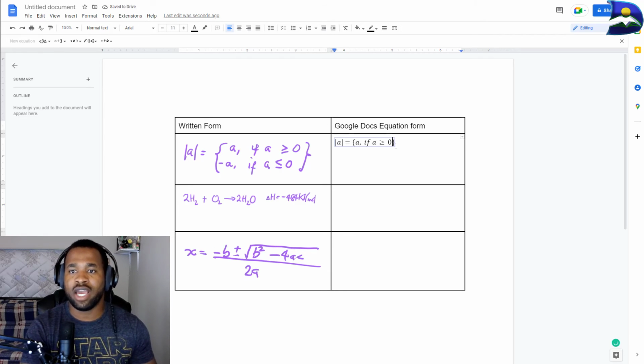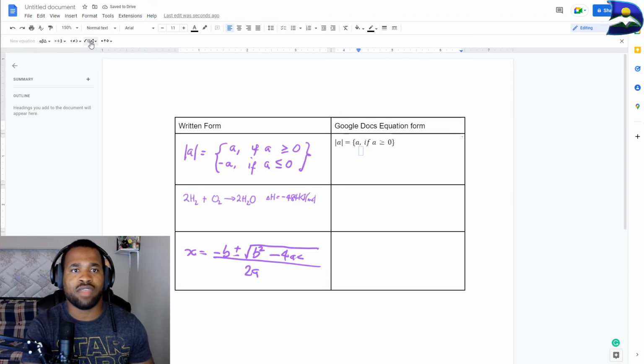Now the other one here is quite challenging to type, so what I suggest you do is click on this to finish this part of your equation, press enter, and then use this particular part to drag it to the next part. So that is my approach to this particular step.